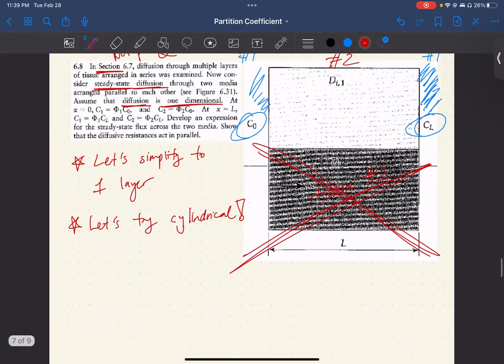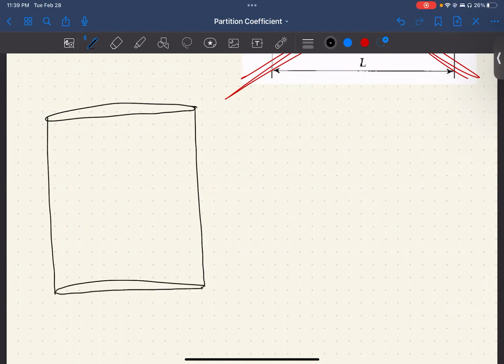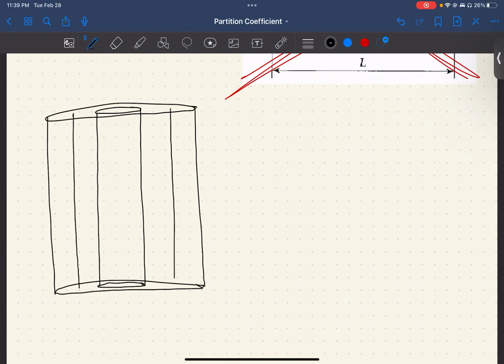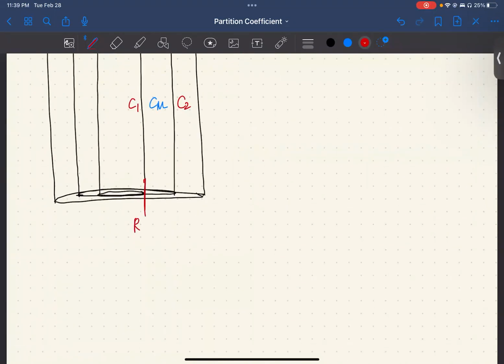So I'm going to redefine some variables, and because this is rectangular, let's actually draw this out. In cylindrical, we expect to see an inner layer, so we have an inner layer here. And then we have a middle, and then we have an outer layer, yeah? So this is going to be C1 at this interface, and then this is going to be CM, the membrane, and then this is C2. And instead of saying 0 and L, this is going to be R in, and this is going to be R out, in cylindrical.